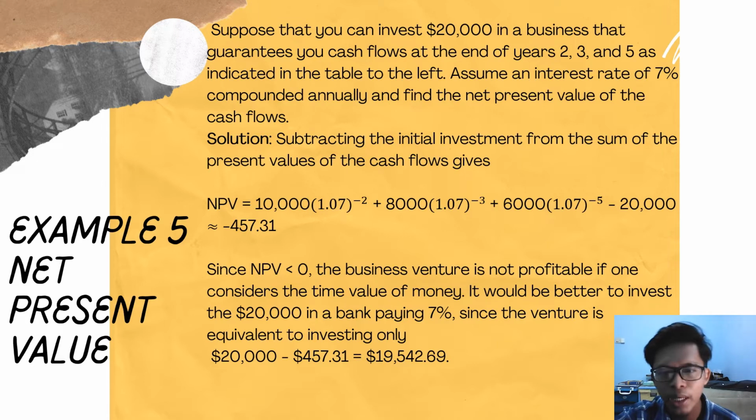is not profitable. If one considers the time value of money, it would be better to invest the $20,000 in a bank paying a 7% rate, since the venture is equivalent to investing only $20,000 minus $457.31, which is $19,542.69. So that's all from me, we have 5 examples under present value. So thank you.